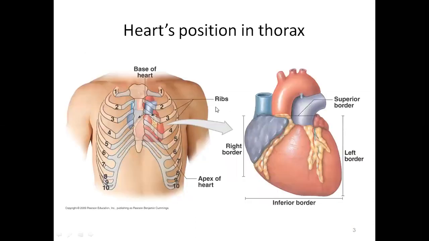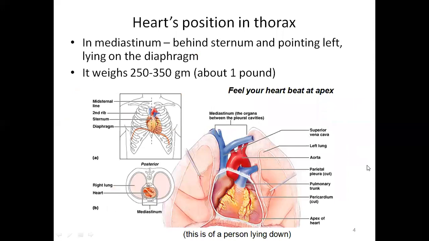So this is the position of the heart in the thorax. You can see it over here. It has a superior border, left border, inferior border, and right border. Here you can see the apex of the heart. It lies in the mediastinum, that is behind the sternum, pointing left, lying on the diaphragm. Diaphragm is the muscle of respiration. The weight is about 250 to 350 grams. And you always feel your heartbeat at the apex of the heart.